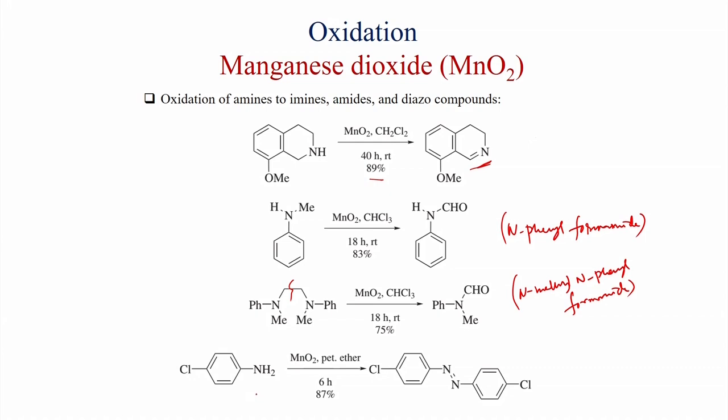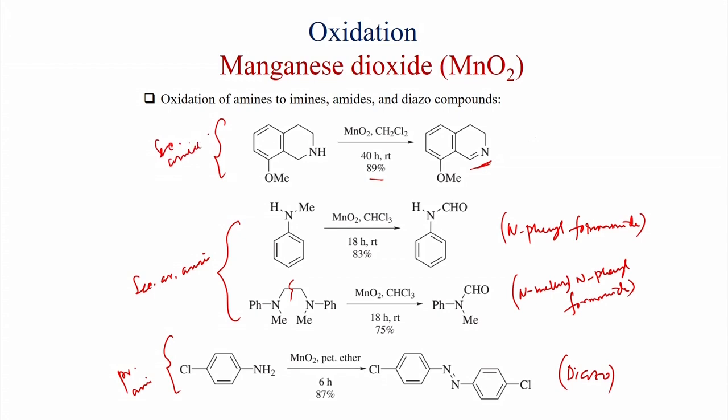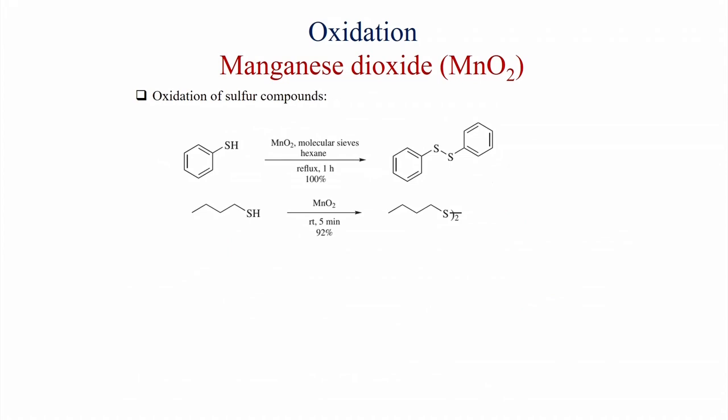On the other hand, when a primary aromatic amine like 4-chloroaniline is used with manganese dioxide in petroleum ether solvent for 6 hours, it gives 87% yield of this diazo compound. So, primary aromatic amine gives the diazo compound, and secondary aromatic amine gives the formamide derivative. So, a simple secondary amine can give imine, but when N-phenyl or a secondary aromatic amine is there, then the formamide motif will form.